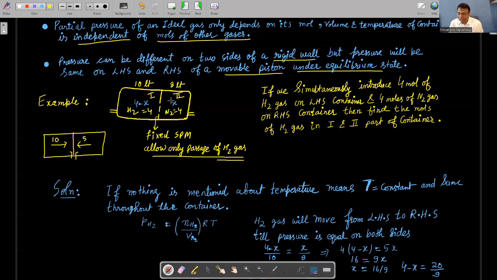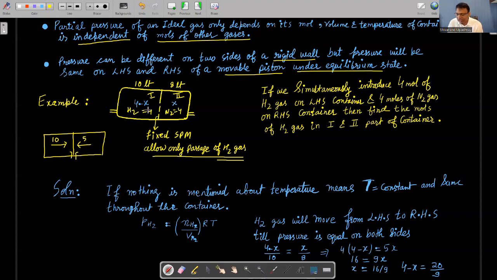Whenever a gas can move from its high pressure to low pressure, it will move till its pressure on both sides will be equal. So again here, hydrogen gas can move from left hand side to right hand side. It will move until the pressure of hydrogen gas on the left hand side and right hand side will be equal. So they are asking to find out the number of moles of hydrogen gas in the first and second containers.